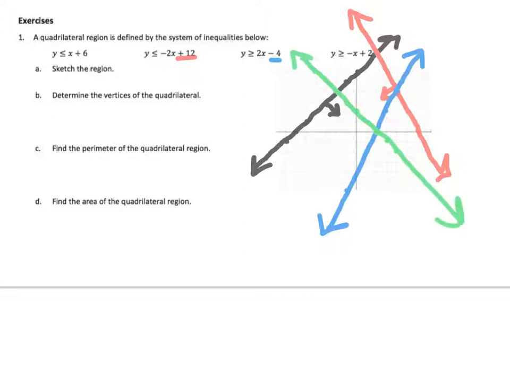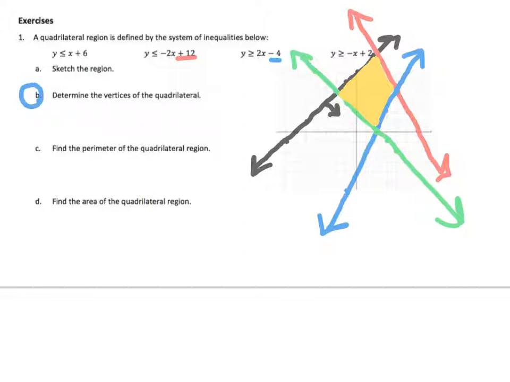And I'm shading up. Cool, so let me shade this and then I'm going to take a break, go teach, and come back. This right here is my shaded region. Okay, the next thing I need to do is find all the ordered pairs, right? Determine the vertices, so I'll be right back.